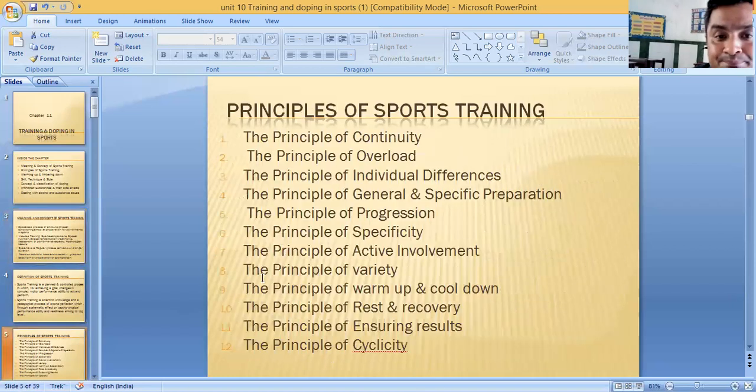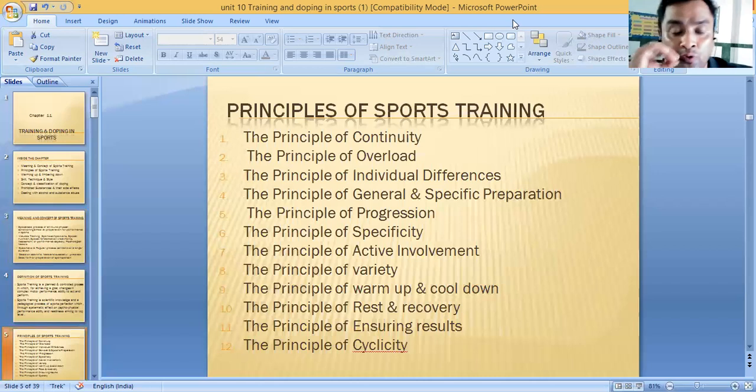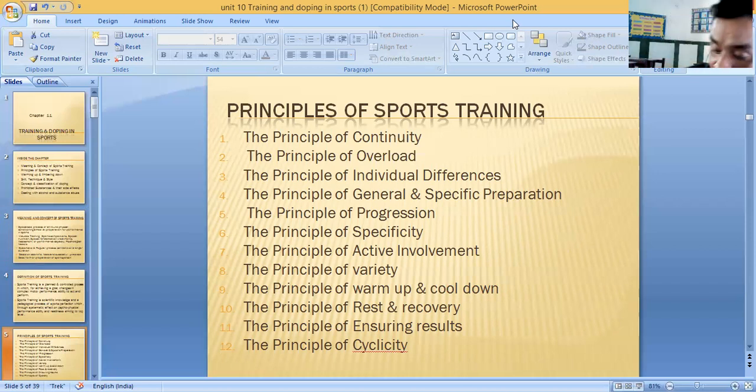Okay, next slide. We have some principles in sports training. There are 12 principles. The first principle is the principle of continuity. Does anyone know what the principle of continuity is? It means if you are training, if you are doing practice, it should be regular. If you do not do regular practice, you will become zero.